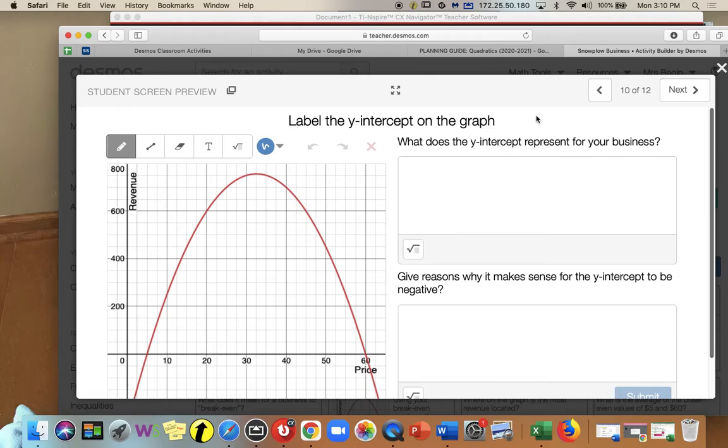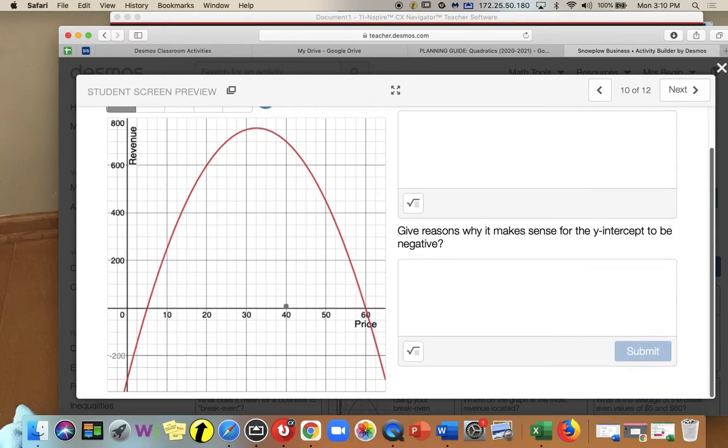What does the y-intercept represent for our business? Ooh, our y-intercept's way down here. Can I move the graph? No, I can't. We can't even see it. Oh, I can move it down. Okay, so there it is. It's at negative, what is this going up by? Again, by 25s here. So negative 250, about negative $250.